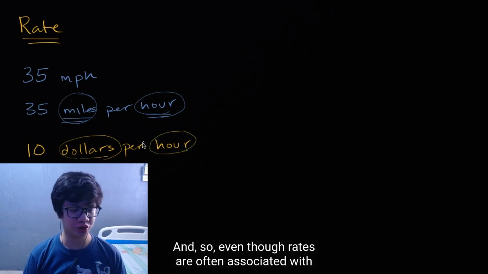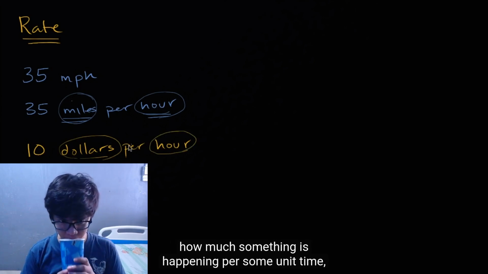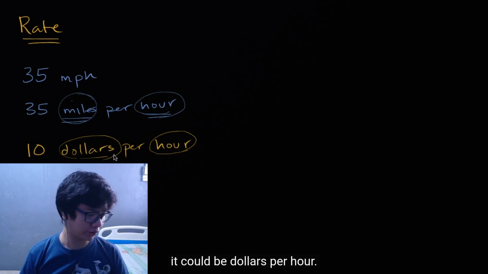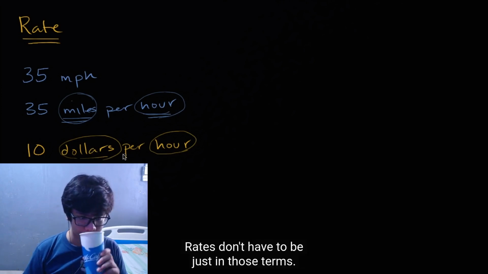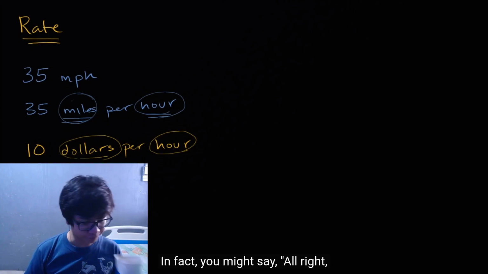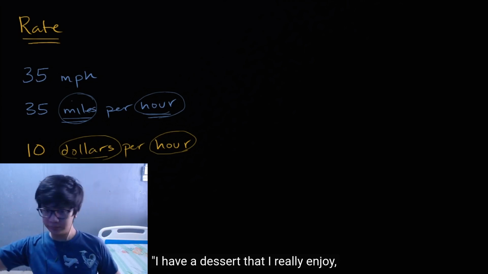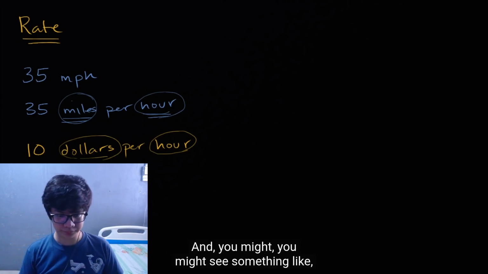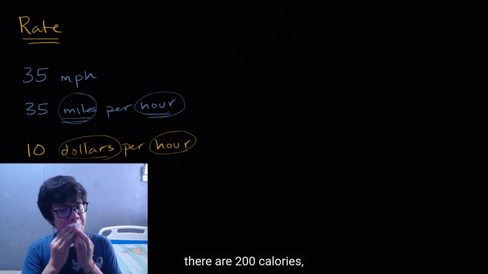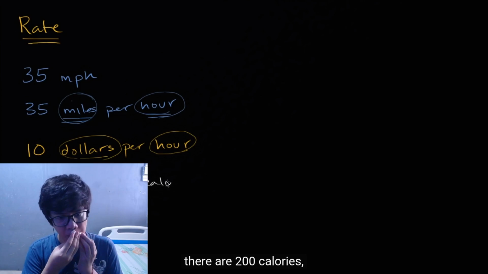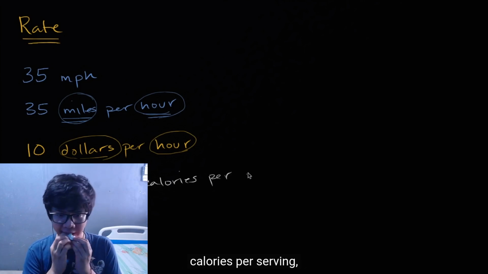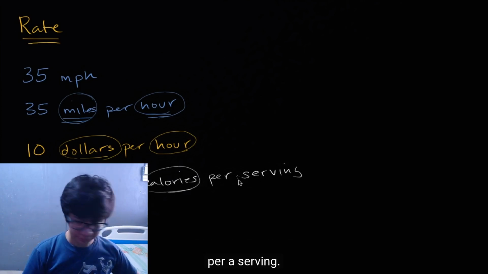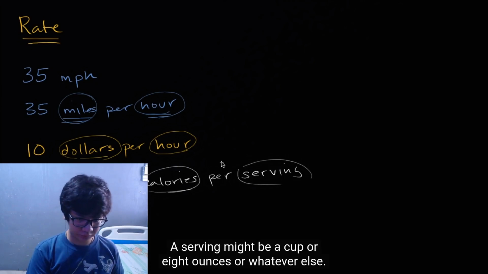And so even though rates are often associated with how much something is happening per some unit time, and it could be miles per hour, or meters per second, or in this case, your wage, dollars per hour, rates don't have to be just in those terms. In fact, you might say, I have a dessert that I really enjoy, but I'm very conscientious about the number of calories that I consume. And you might see something like there are 200 calories per serving. So this is telling us the number of calories per serving. And they'll tell us what a serving is. A serving might be a cup or 8 ounces or whatever else.